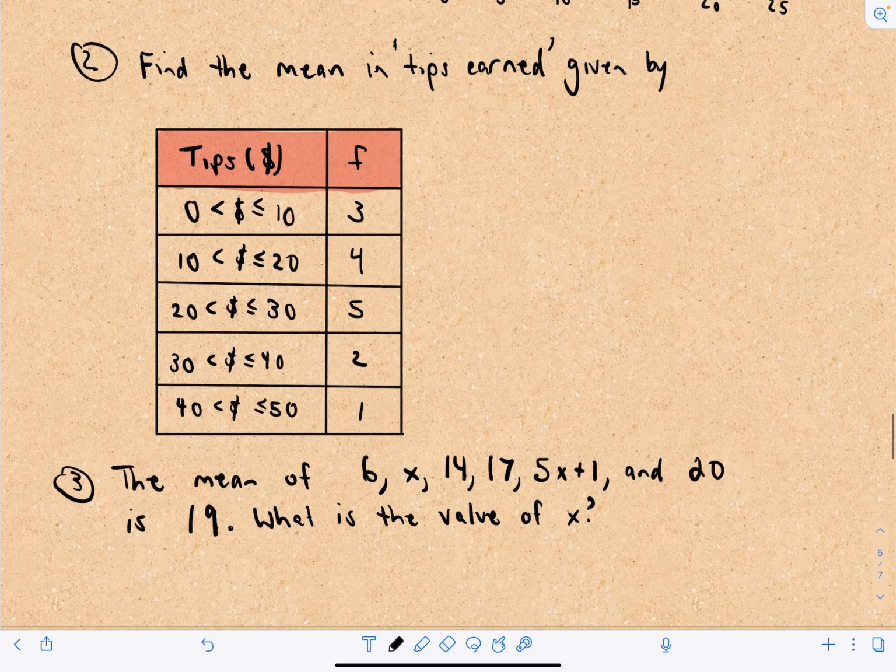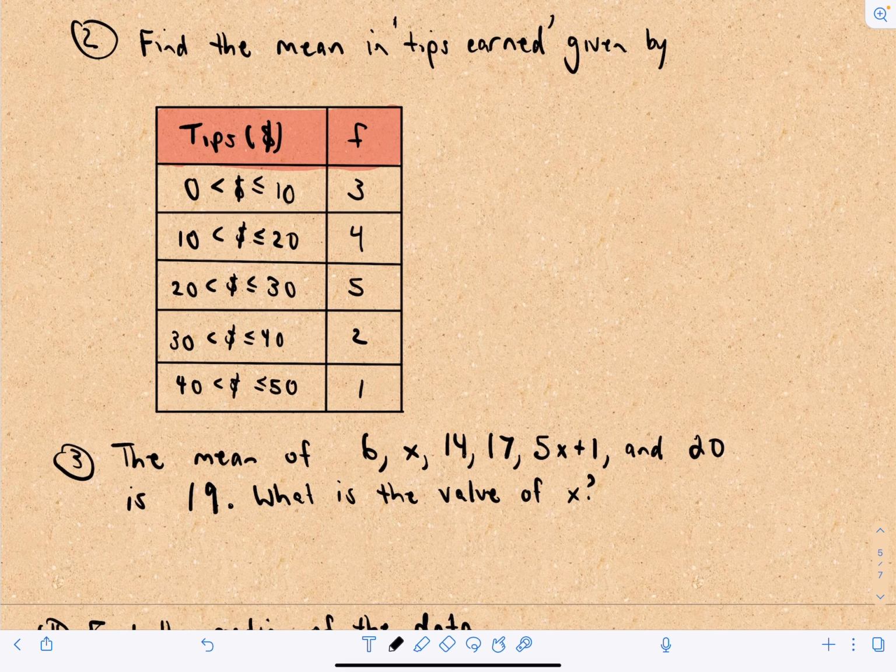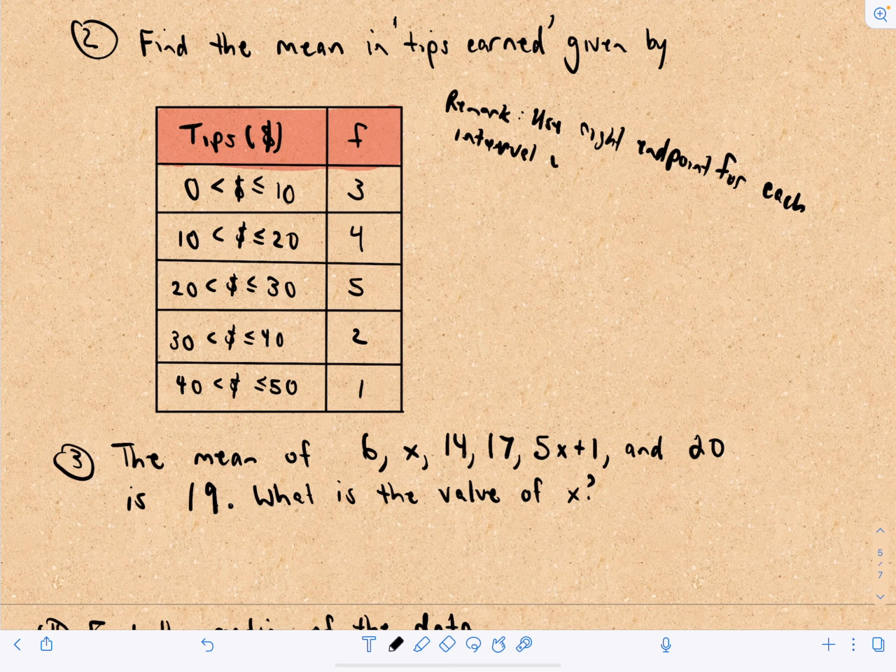Part 2, a question about finding the mean or average. There's a person working in a restaurant, and it says they got a tip between $0 and $10 3 times, $10 to $20 4 times, etc. So you're going to find the average. Now, one little remark: use the right endpoint for each interval when calculating the average.